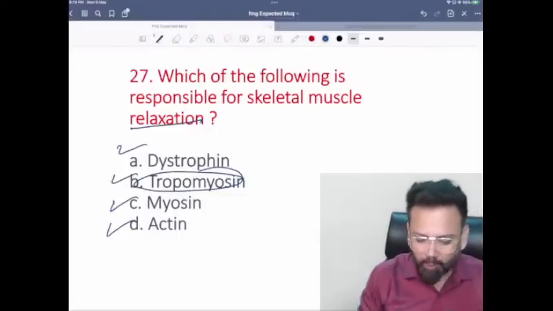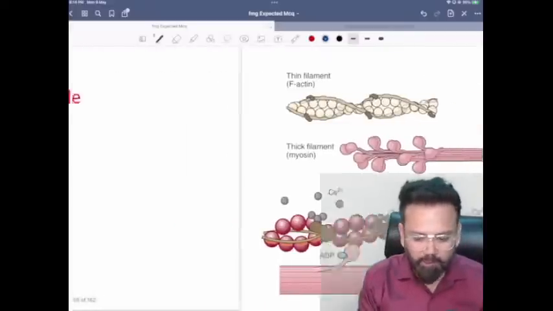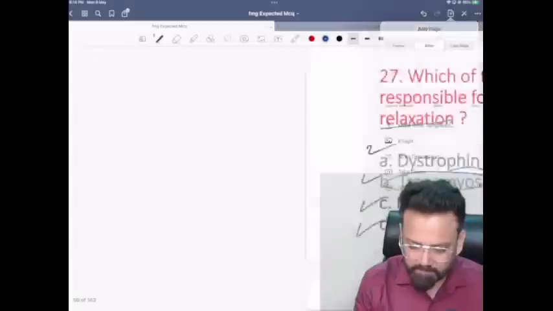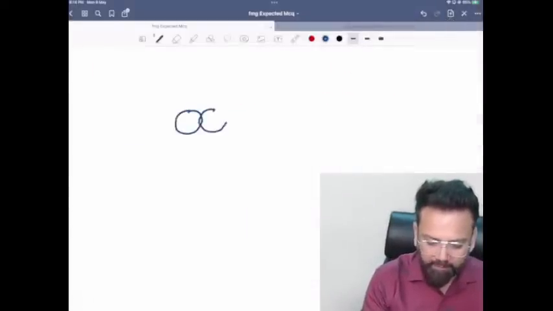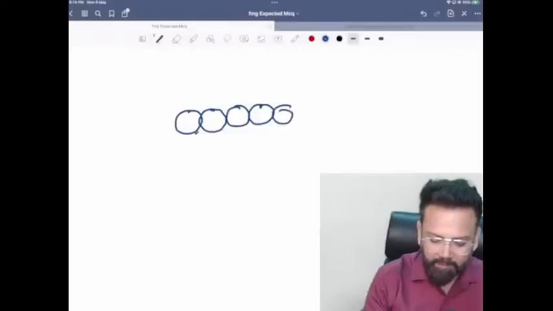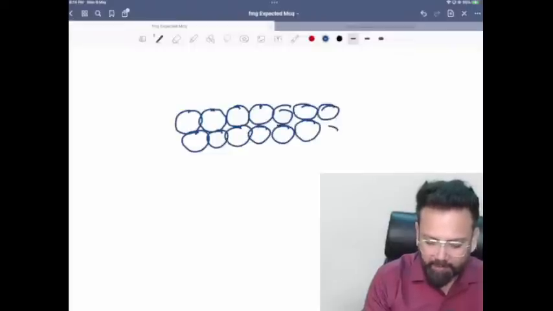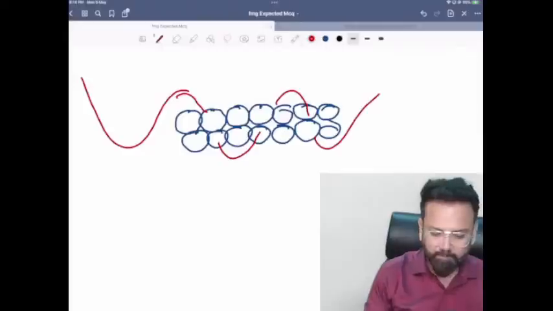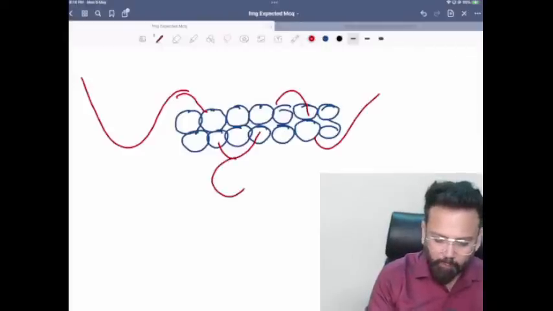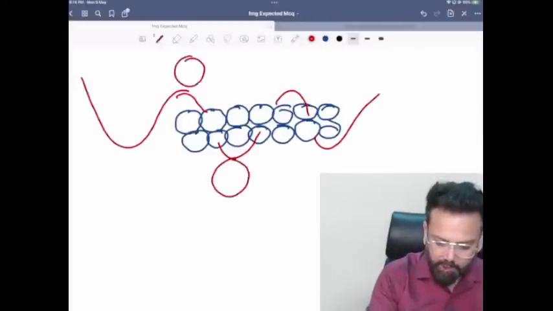Do you remember the orientation of this? Okay, let me make the diagram for this. This is your actin. These are your F actin. And this is your tropomyosin. And these are troponin.